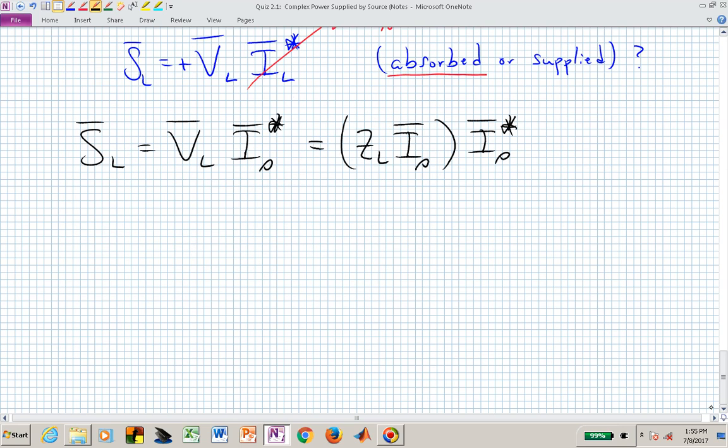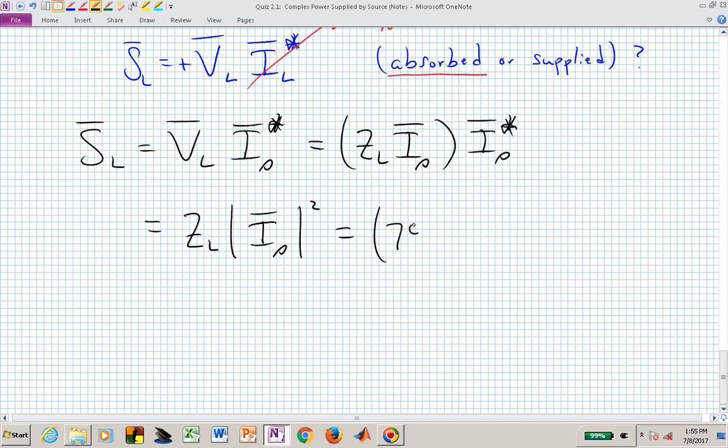We can now say, if we remember our facts concerning the product of a complex number times its conjugate, we actually can rewrite the complex power expression for our load as the impedance of the load, Z sub L, times the magnitude of our current, I sub S, squared. And we'll just show where that comes from if that's not clear, but let's complete this for now.